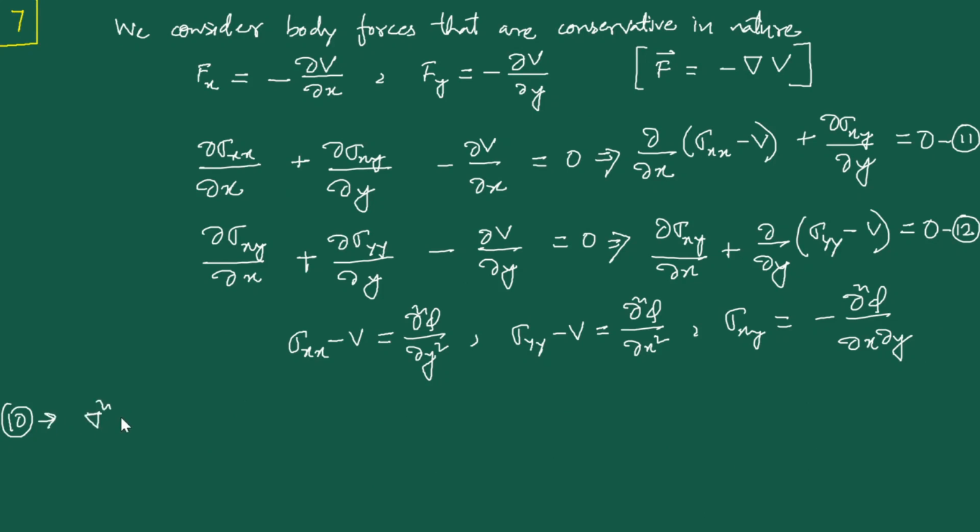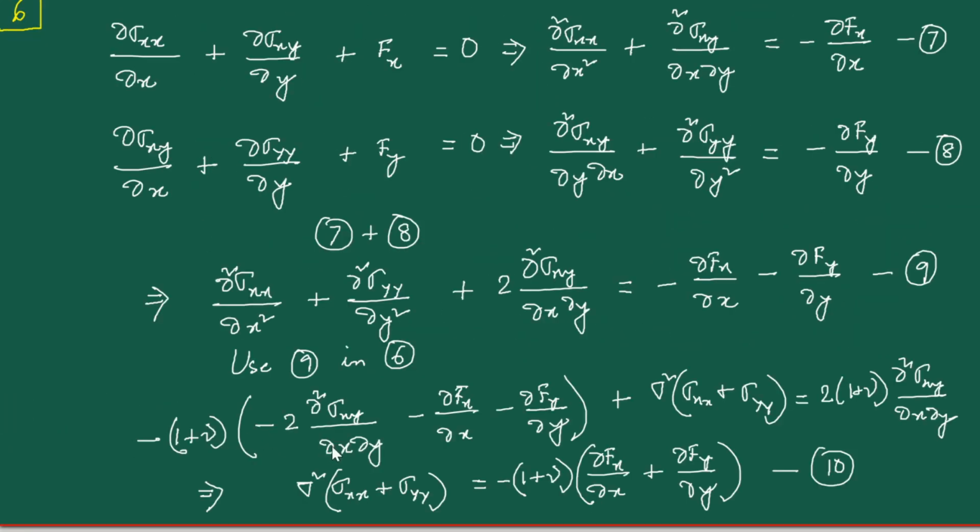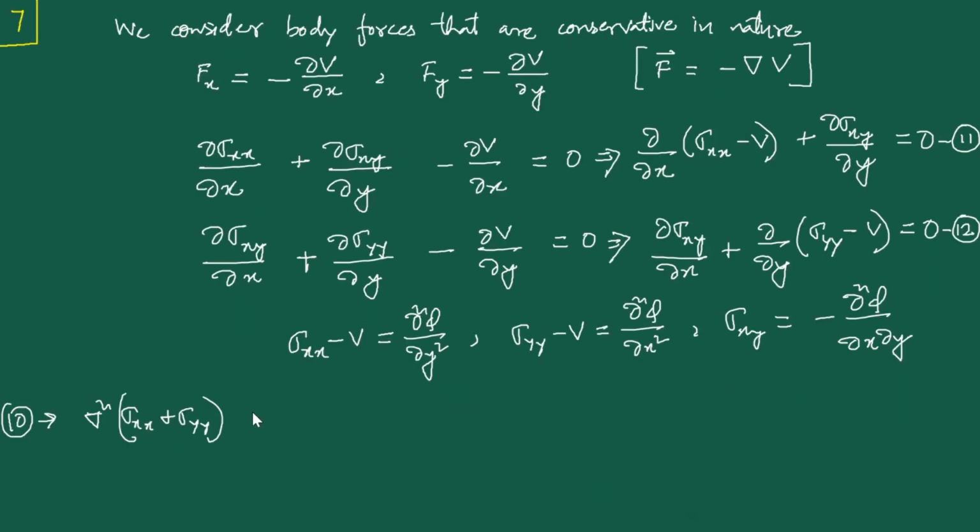So this is del square of sigma xx plus sigma yy, minus this entire term. And please note here that this fx is now minus del v del x, so overall this is going to be minus del square v del x square. This fy is minus del v del y, so it's going to be minus del square v del y square. That's the only difference there is.